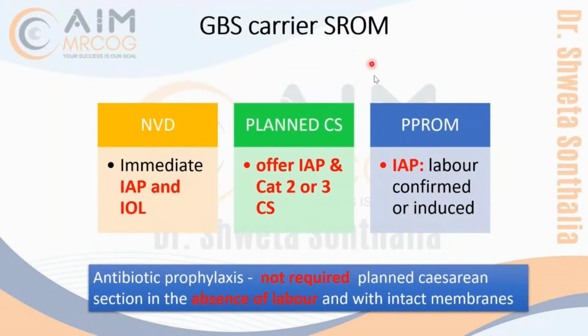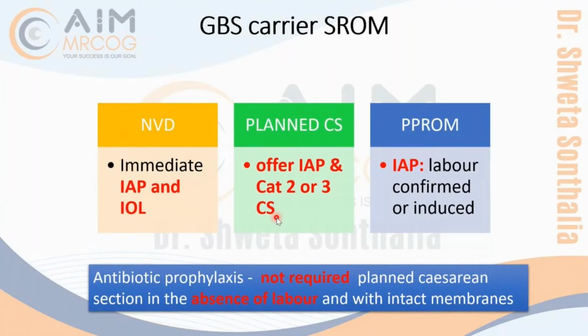So rupture of membrane, here also rupture of membrane. Same thing. Either labor confirmed or induced, you are going to give her. If in planned CS she doesn't have labor and her membranes are intact, she doesn't have rupture of membrane, then you don't have to give. So this is important. In planned CS, usually if no labor, no rupture of membrane, no need. But if she comes with rupture of membrane, you will give as well as Cat 2, Cat 3 CS.